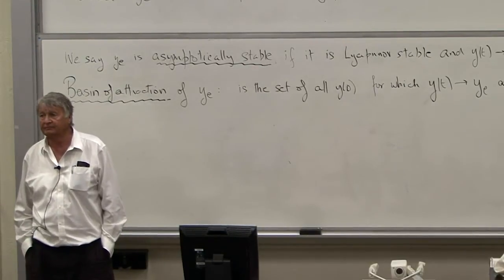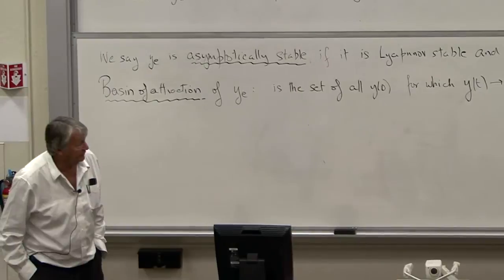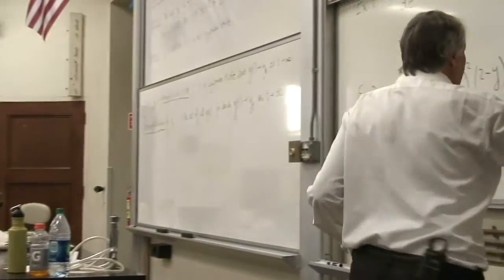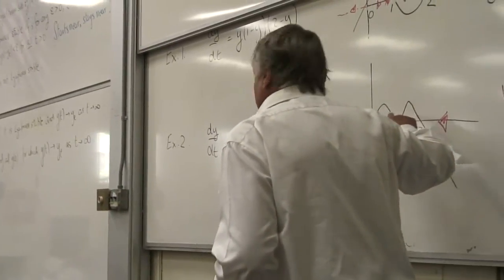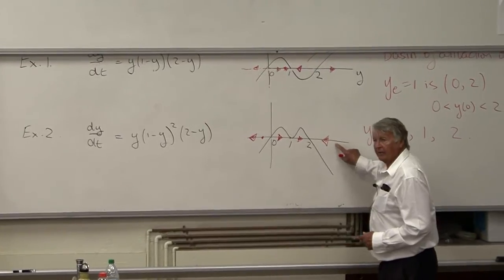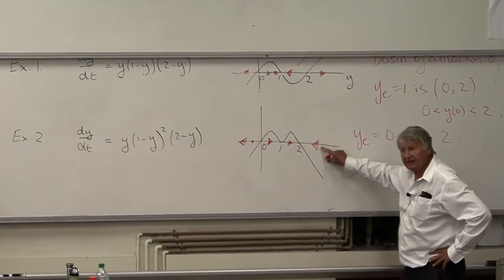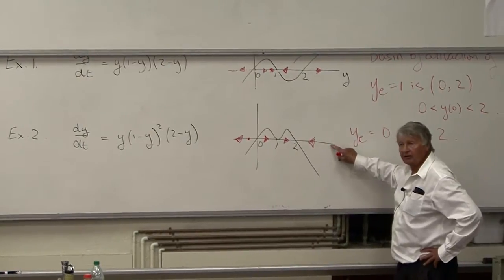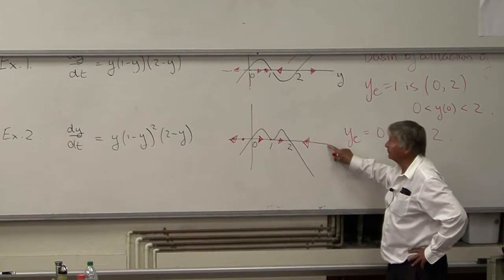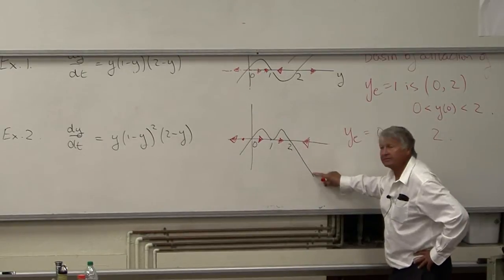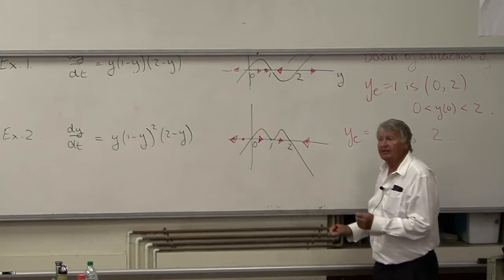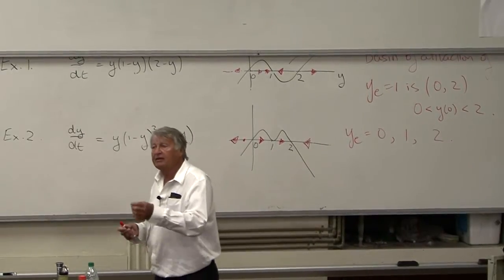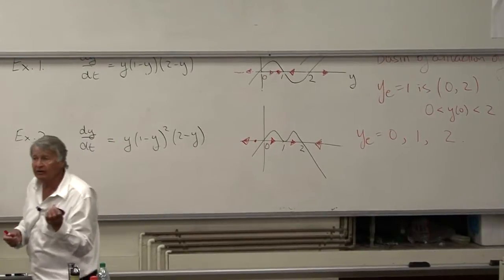Question? Why doesn't the arrow on the right side point to the right? The arrow in this diagram, the one here. The arrow points left here because for y of 0, if you start greater than 2, the f of y is negative. The graph is below the axis. Therefore, the corresponding dy by dt is negative. And therefore, as t increases, y will decrease.